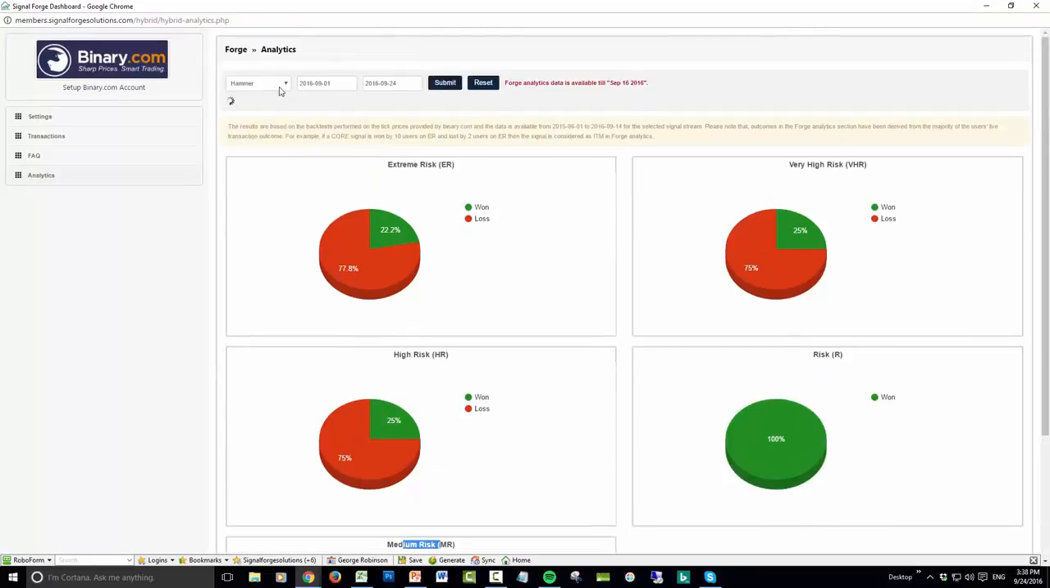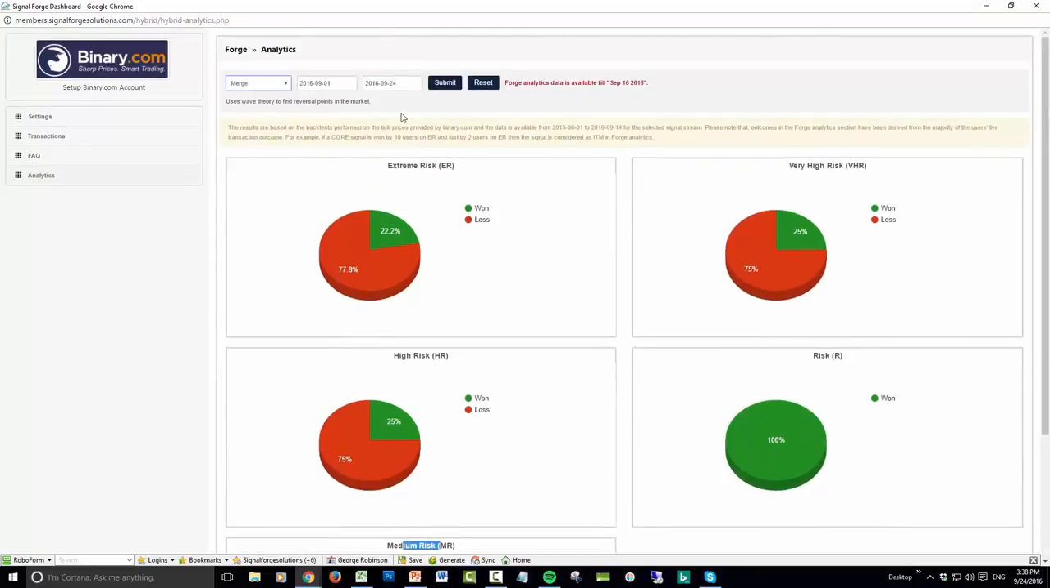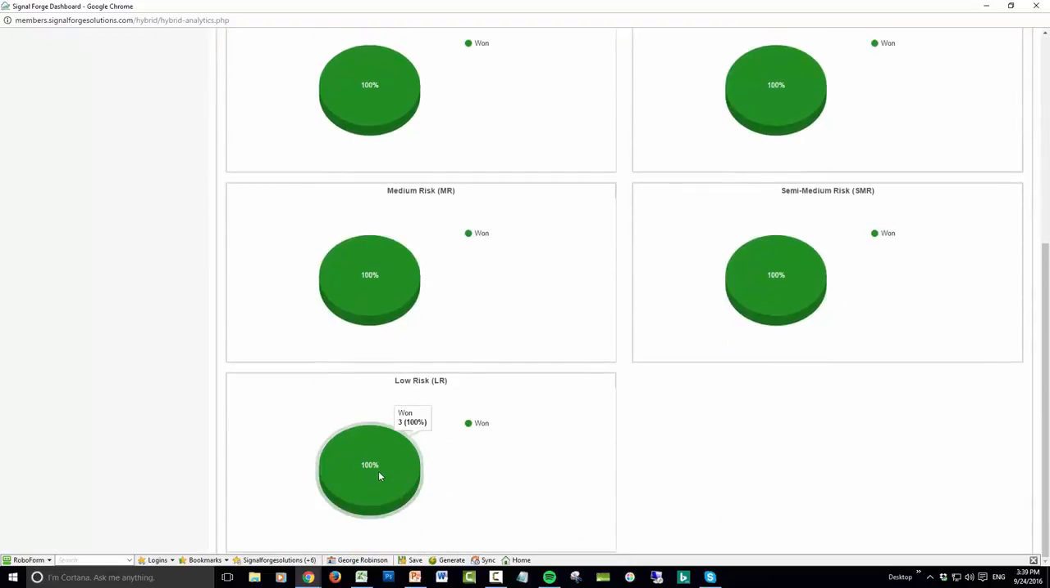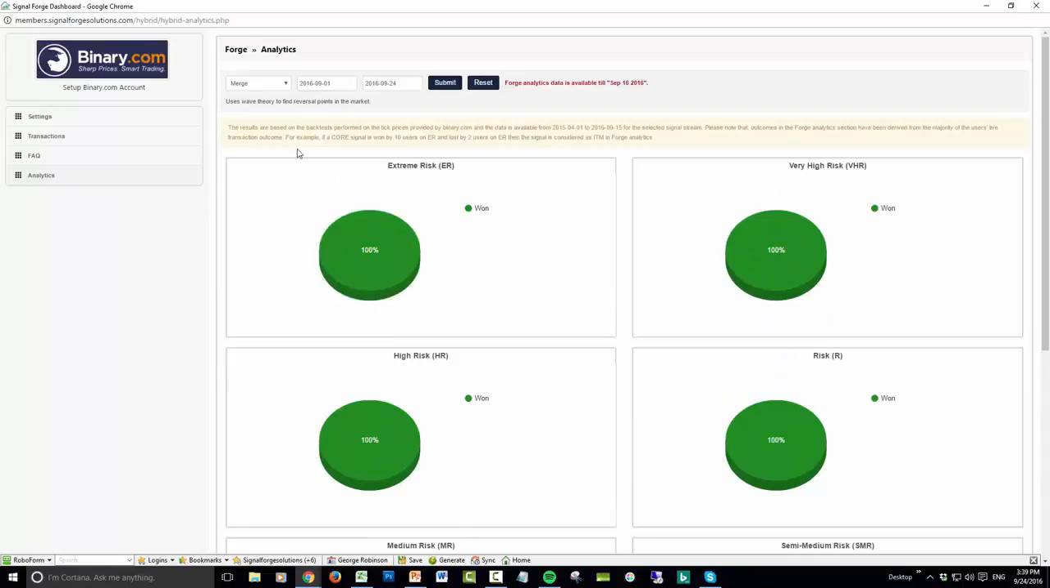If we look at, say, Merge, click submit for the same time period, you can see, so we've had at extreme risk every trade, 6 trades, they were all winners. Very high risk, we've filtered out 2 trades, obviously still all profitable. There's only 4 trades in this case. Down here there was still 4, here there was 3, 3, 3 and 3. So by having this one on low risk, you would have missed out on 3 winning trades in this particular case.